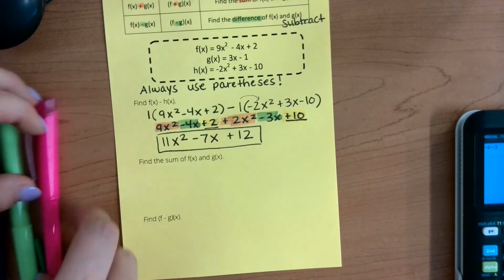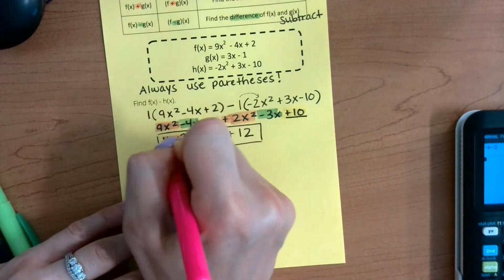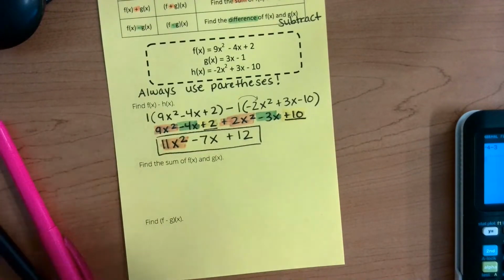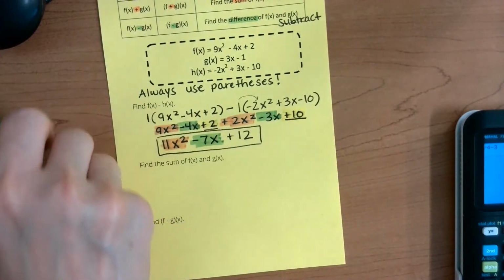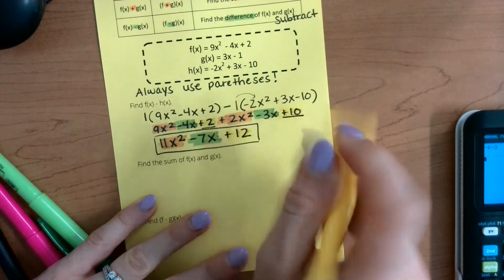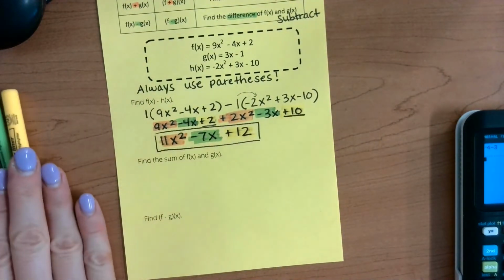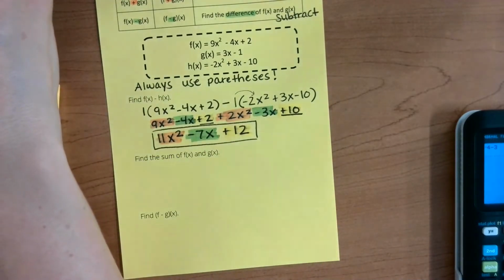And then I'm just going to go back and highlight, just showing that 11x squared I got from adding 9x squared plus 2x squared, and then negative 7x. So it might help to also highlight your final answer, just so you know where you got those numbers from. So that's why color coding helps. It helps us make those connections, how we got our answer.